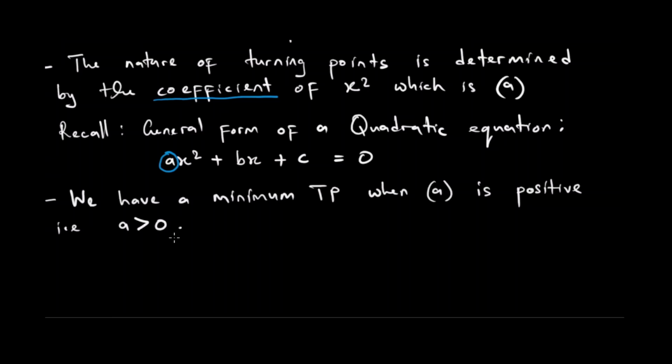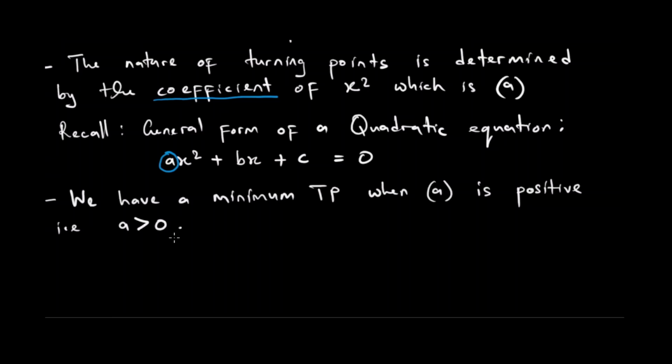So you have to appreciate this form of like some paradox, some antagonism which is here. Could we have a minimum turning point kana A are positive? Intuitively we could have assumed kuti if A is positive, that is greater than 0, we must have a maximum turning point. But we do not have a maximum turning point. We have a minimum turning point when A is positive or greater than 0. When A is greater than 0 or positive, we have a minimum turning point.